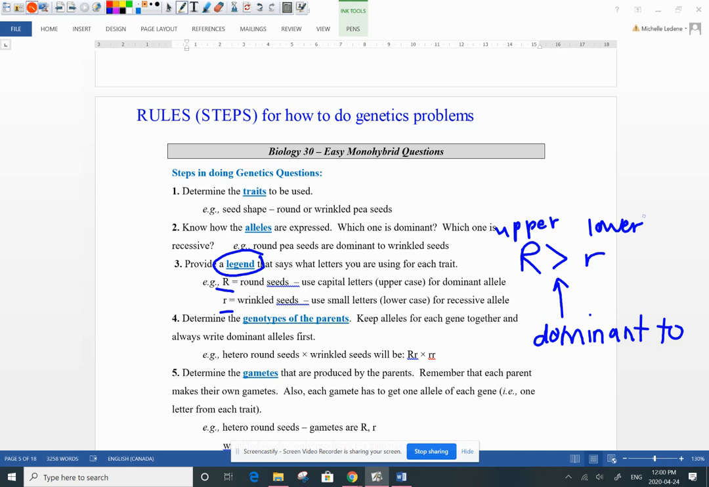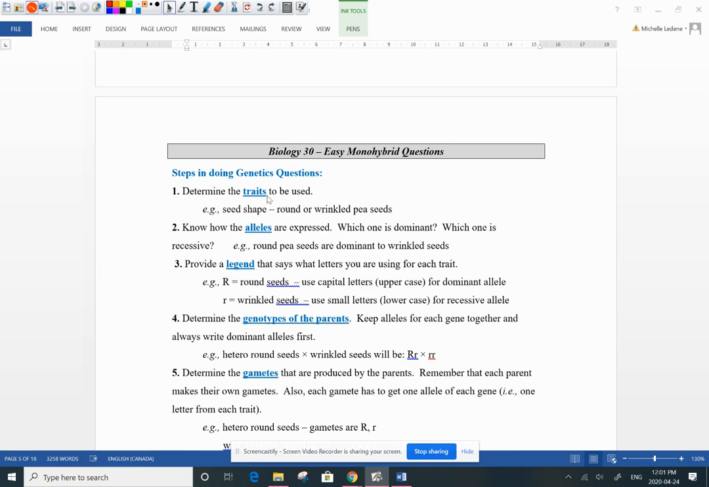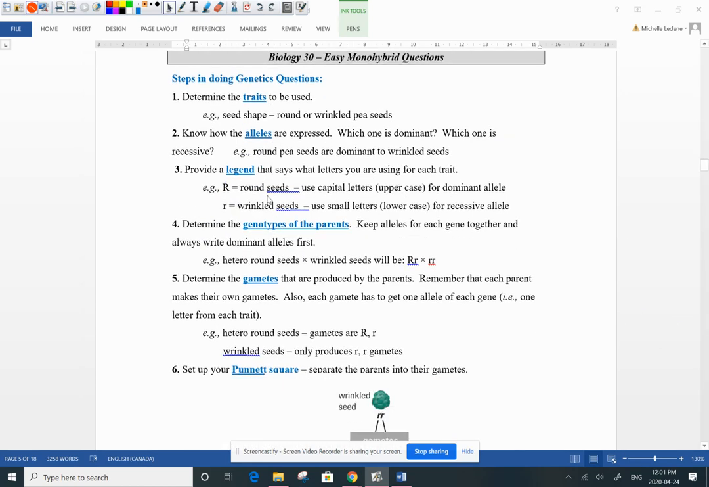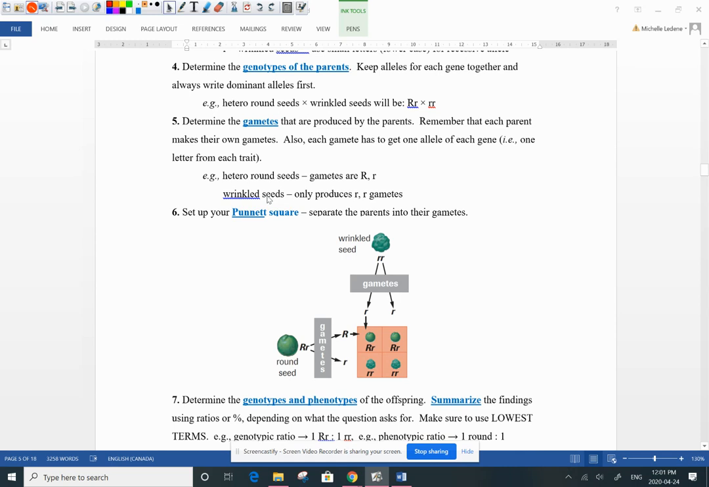Then what are the parents? First of all, the question may tell you what their phenotypes are. You have to figure their genotypes out. If they're heterozygous for round, they're big R, little r. If they're wrinkled, then they are little r, little r. Then what are the gametes they're going to make? If the female is making eggs, or the male is making sperm, you figure out the gametes, and then you put them out onto your Punnett square.